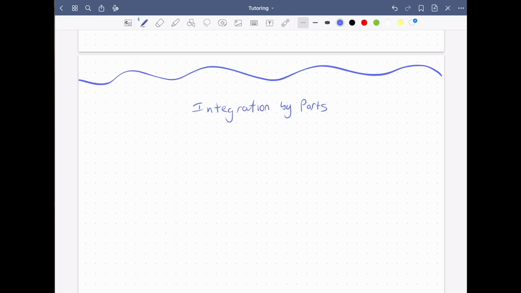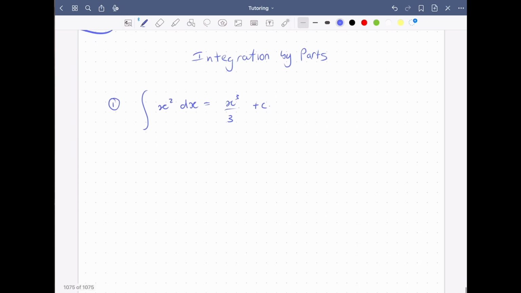What we haven't seen, however, is this. We know that the integral of x squared dx is going to be x cubed on 3 plus c. So we're adding 1 to the power, dividing by 3. Nice and easy. But what if I've got the integral, say, of e to the x sine x dx?